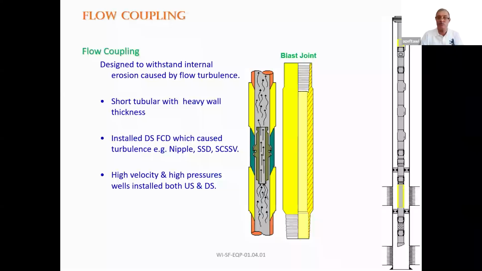This is exactly what is happening here with the flow. The flow comes laminar. When it reaches this restriction, who goes first? So the flow starts to fight, which creates a turbulent flow. A turbulent flow goes in waves like that. This causes internal erosion to the production tubing. That's why we put below, and sometimes in high pressure wells, we put below and above these accessories this flow coupling, which has the same ID as the tubing but heavy wall thickness to withstand internal erosion, while a blast joint is to withstand external erosion.